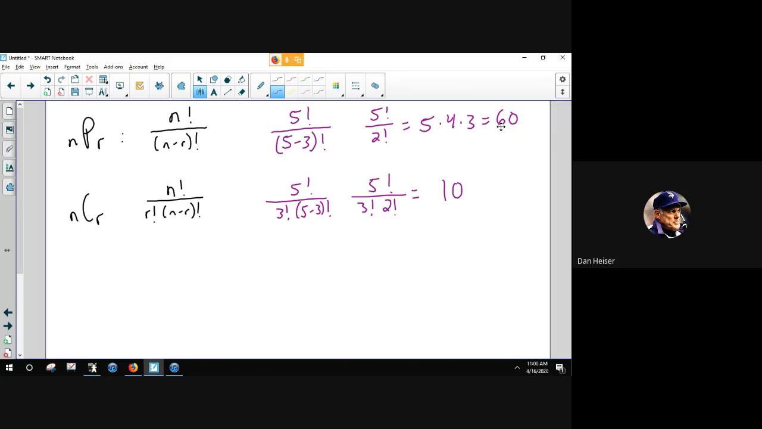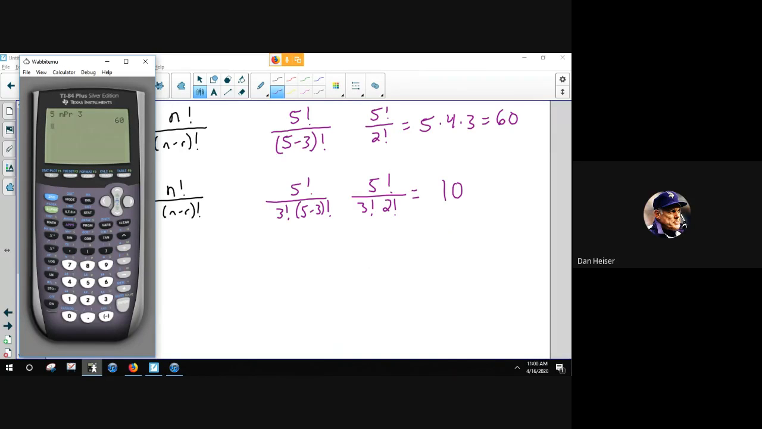Divide this by 6, and we should get 10. Better check that, the way this day has been going. 5, go back to math, arrow over, 3. Okay, now all is right in the world. That's how we calculate nPr and nCr.